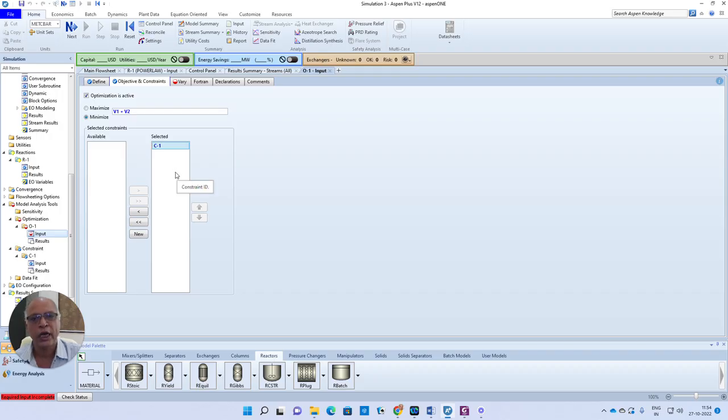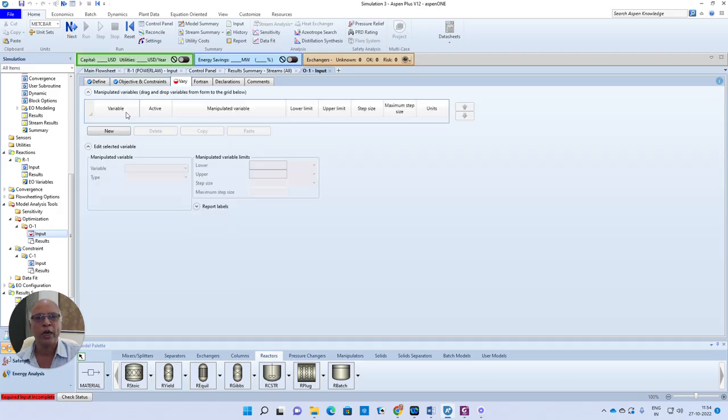The required conversion. Remember, we started with an assumption for the volumes of both the reactors as 10 liters. Now, by varying the volumes, we need to get to the required conversion. At the same time, we need to minimize the sum of these two volumes. So let me go to the next step.